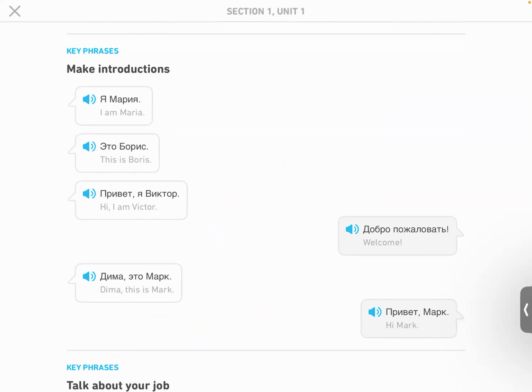Eto Boris. When you say Eto, that means this. So Eto Boris, you notice there's not an 'is'. The Russian language is kind of easy because there are a lot of extra words that are not there. So if you want to say 'this is Boris', you just say Eto Boris.